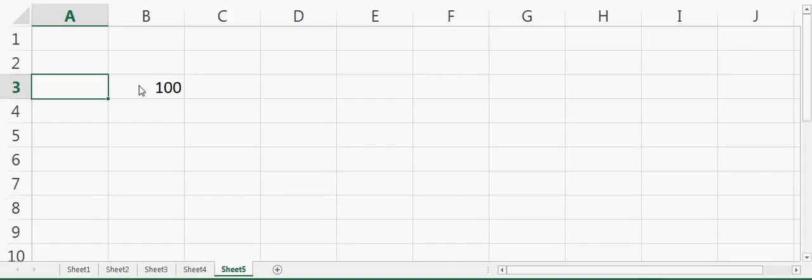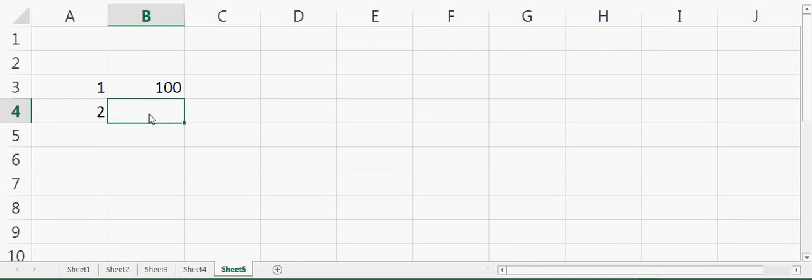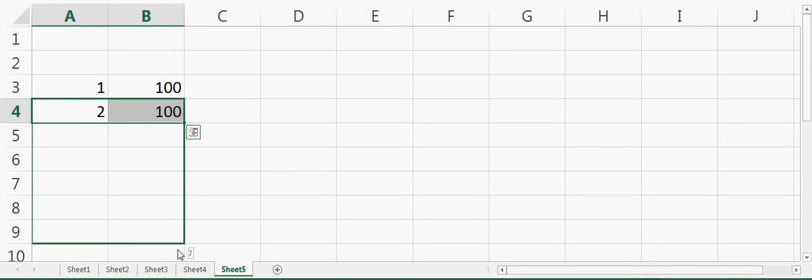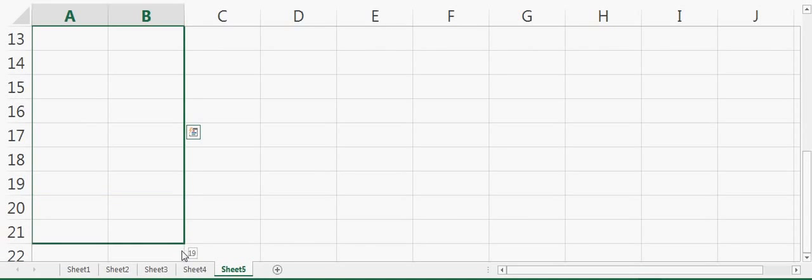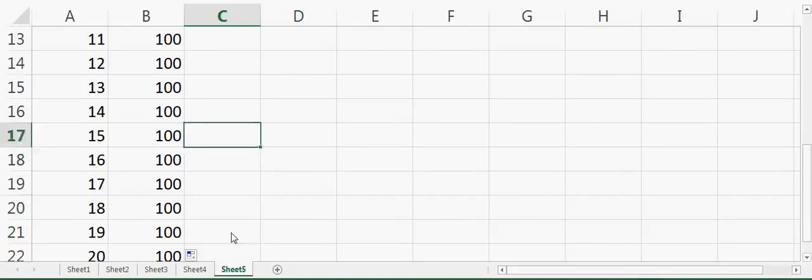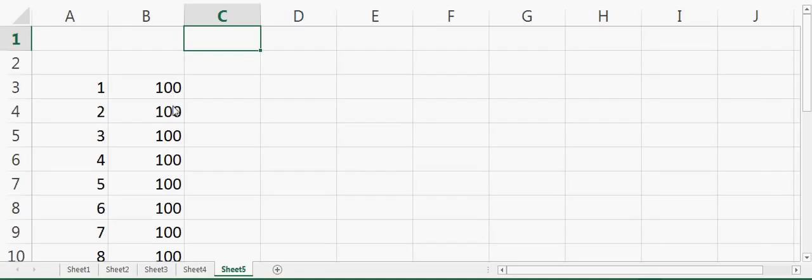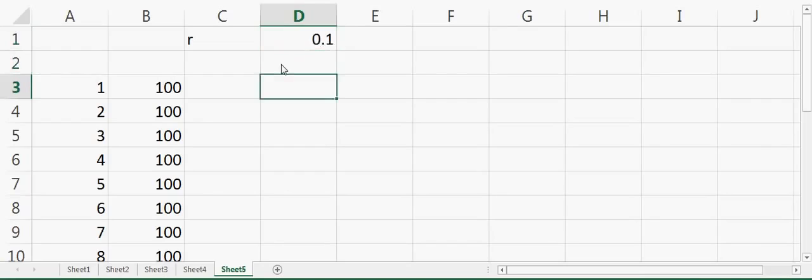So this is the end of 1 year, 2 years, and we are getting $100. I'll say $100 and keep dragging it, and let's say it is for 20 years. So we are getting $100 at the end of every year for the next 20 years, and we want to calculate the value of this amount today. Suppose the rate of interest is 0.1, which is 10%.